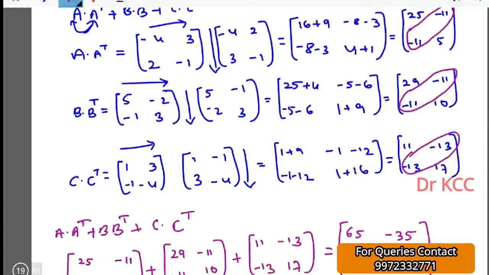So by the way, what is a transpose? A transpose is nothing but changing rows into columns or columns into rows.